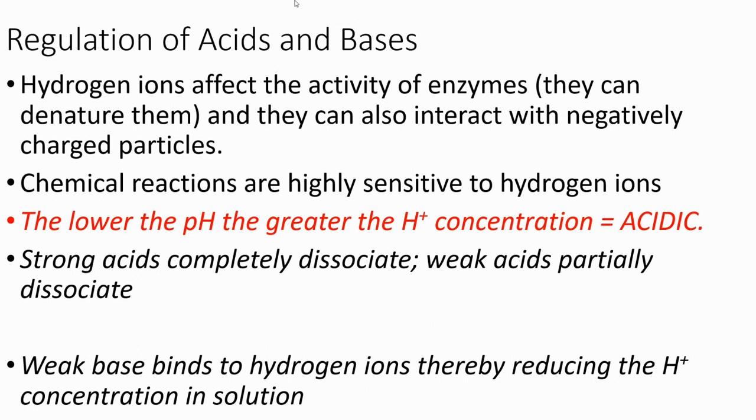So, hydrogen ions affect the activity of enzymes, so they can denature them. Hopefully, you all remember about the pH chapter, where enzymes are extremely sensitive, and if you get them in a high acid environment, they're just going to break apart and denature. And keep in mind, once a protein denatures, it can't fix itself. You know, it's gone forever. It has to be remade.